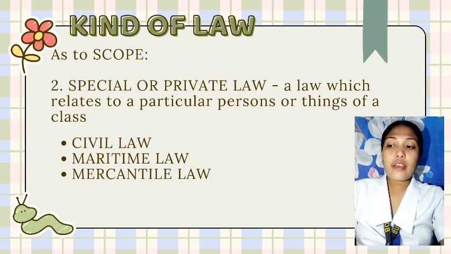In the next slide, we have the second one, the special or private law. It is a law which relates to particular persons or things of a class. It covers issues that are specific to individuals, such as contract negotiations or property disputes. Here are three major examples. First, civil law: the mass of precepts which determines and regulates those relations of assistance, authority, and obedience existing among members of a family and among members of a society for the protection of private interests.